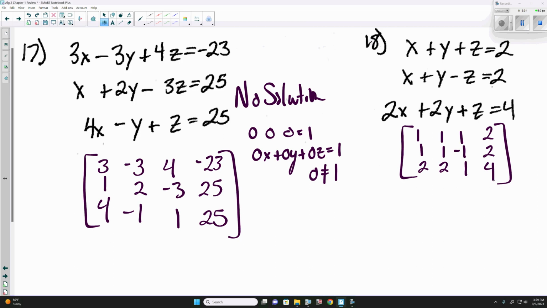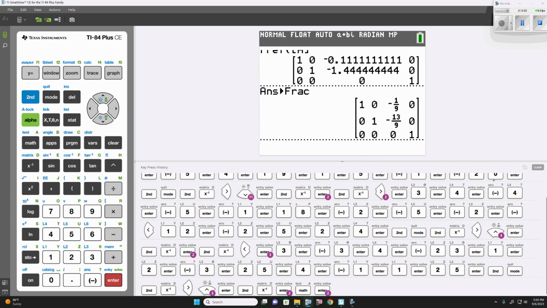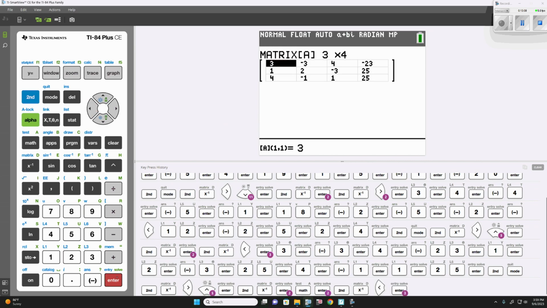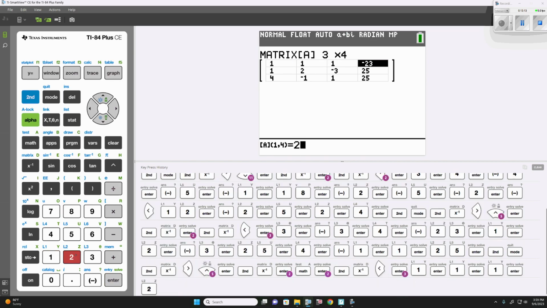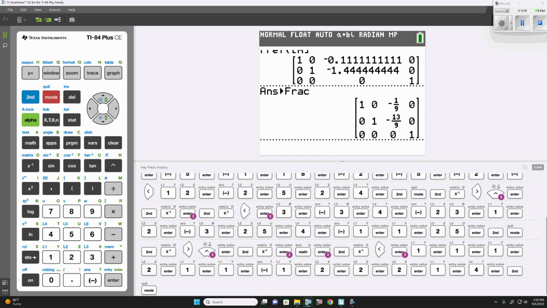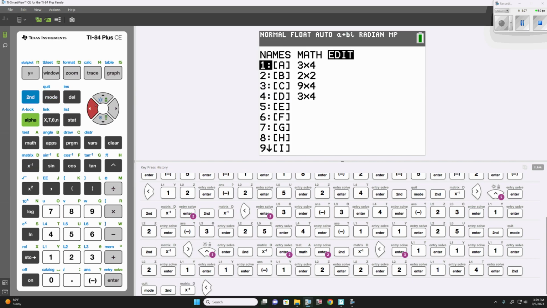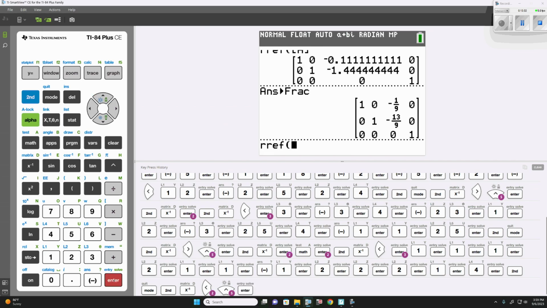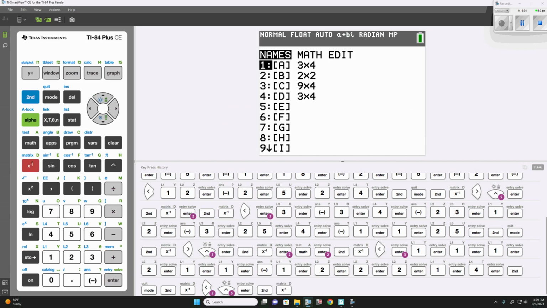We have this here. And now that we have this, we can go on and type it into the calculator. We can go second matrix, over to edit, we'll edit matrix A, which is still a 3 by 4. So we have 1, 1, 1, 2, 1, 1, -1, 2, and 2, 2, 1, 4. Now at this point here, we can go second quit. Now we need the RREF to solve this here, so we'll go select it first. Now we'll need to recall matrix A.